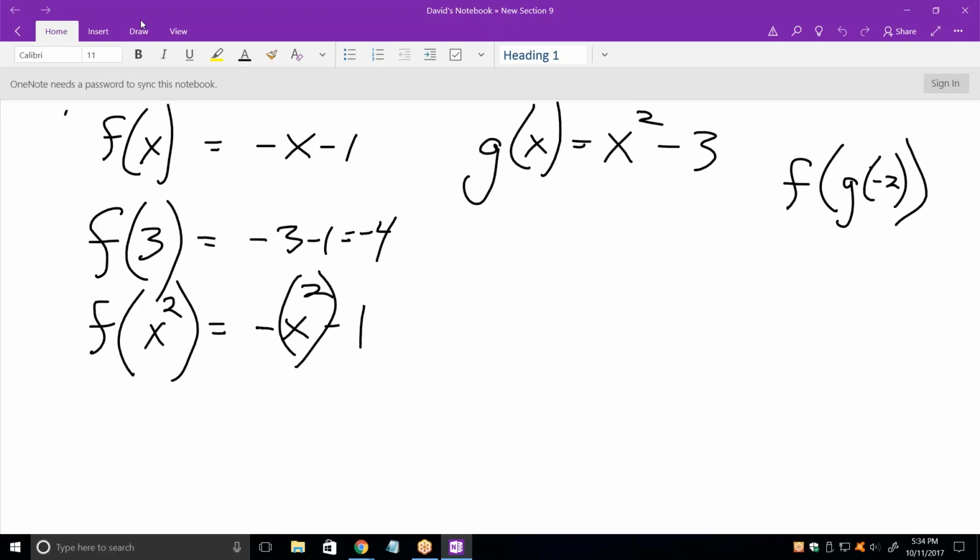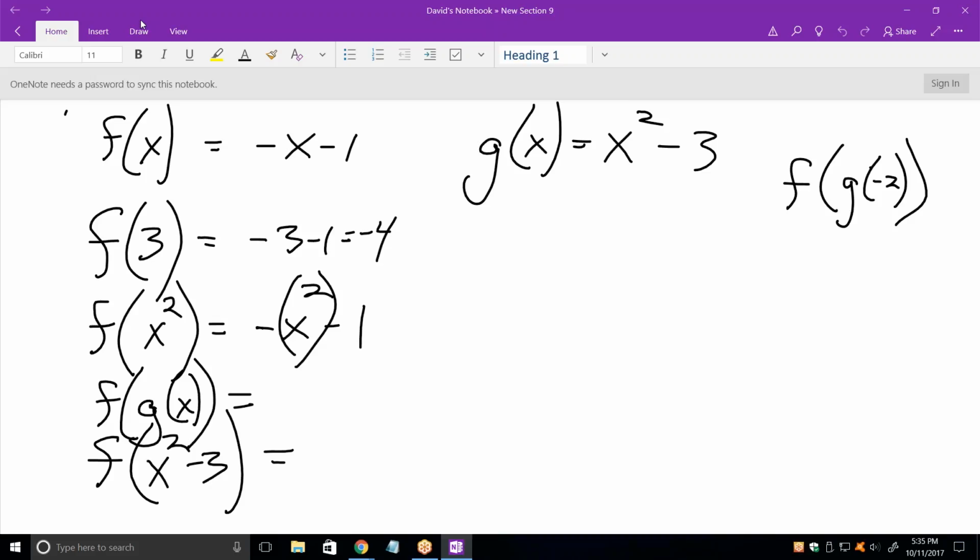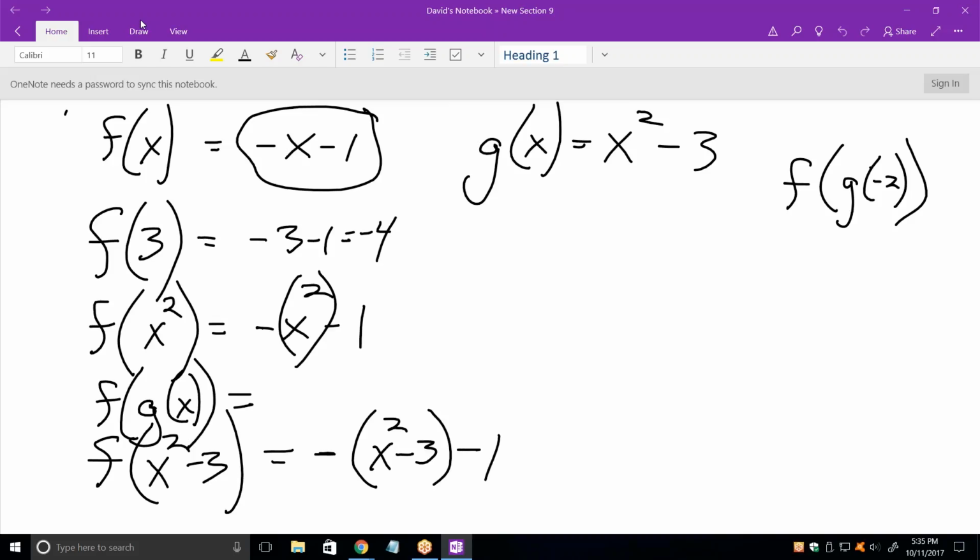So when they talk about composite functions, in other words, when they say what is f of g of x, then whatever g of x is, we're going to substitute it inside the parentheses. So that's the same as saying f of x squared minus 3. That's what g of x is. So wherever we encounter x, we substitute x squared minus 3. So it would be minus, in parentheses, x squared minus 3. I would say always get in the habit of using parentheses because they're needed 95% of the time. And there is the answer, okay?